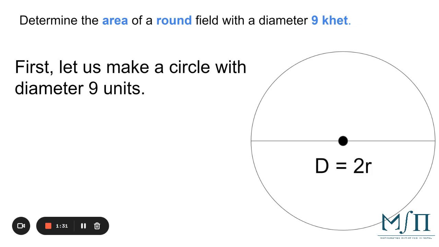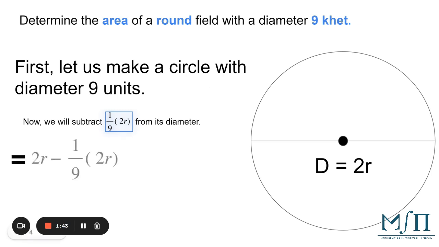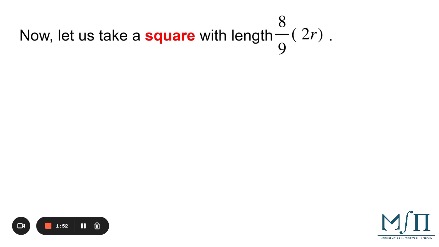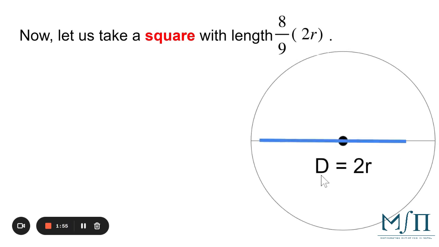We know that diameter is equal to twice the radius, so we can say d equals 2r. Now we will subtract 1 by 9 times 2r from its diameter, which is basically subtracting some value of the diameter from the diameter. Now 2r minus 1 by 9 times 2r, and we get the answer 8 by 9 times 2r. Now let us take a square with 8 by 9 times 2r. So the blue line represents the 8 by 9 times 2r.